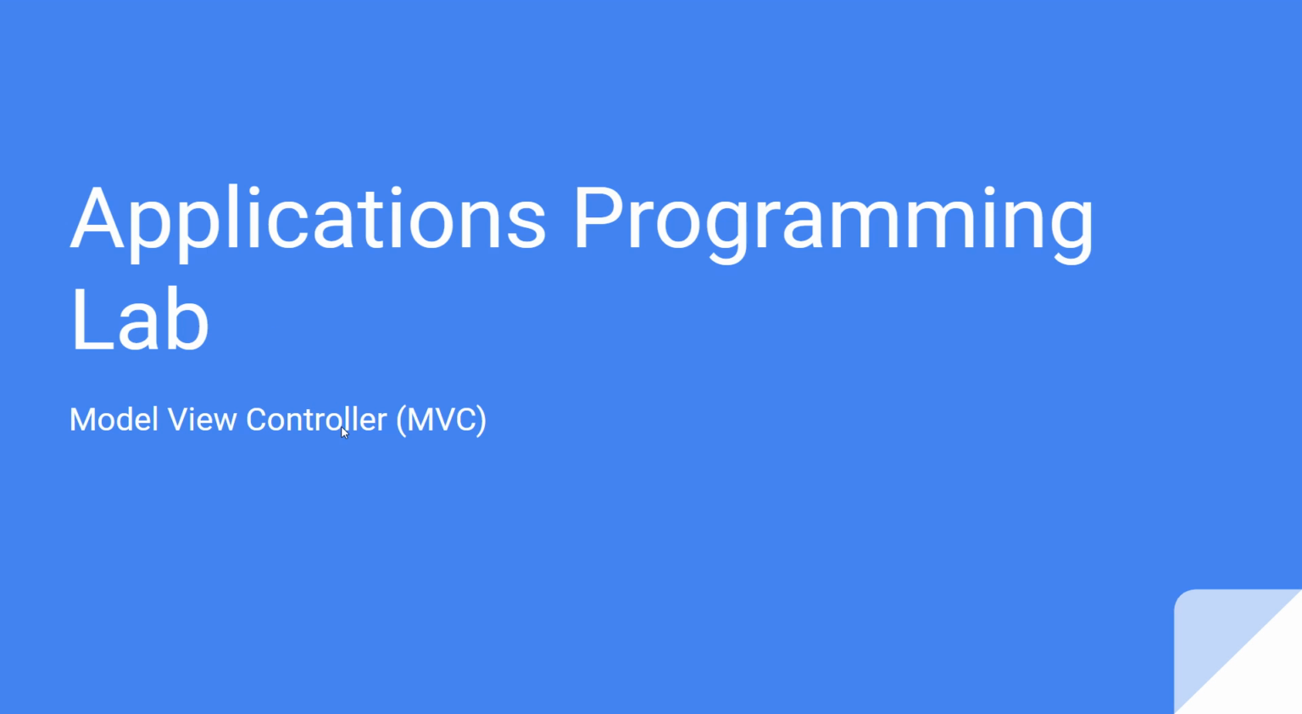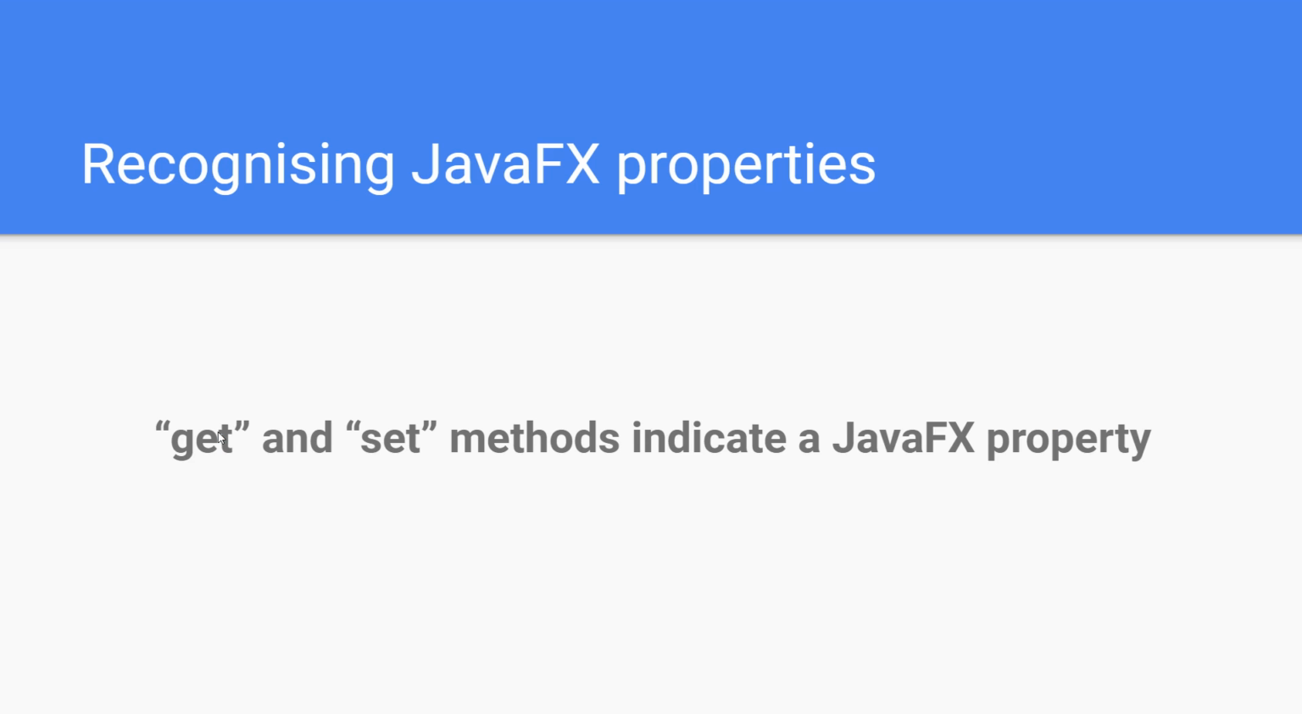Okay? So how does the model update the view? Well, in JavaFX, it does it with properties. Okay? When you see a get or a set method on a node or a class, that usually indicates a JavaFX property.